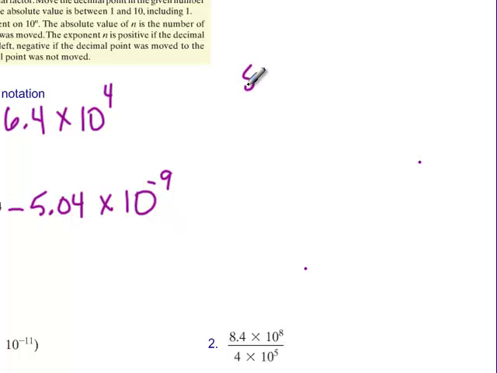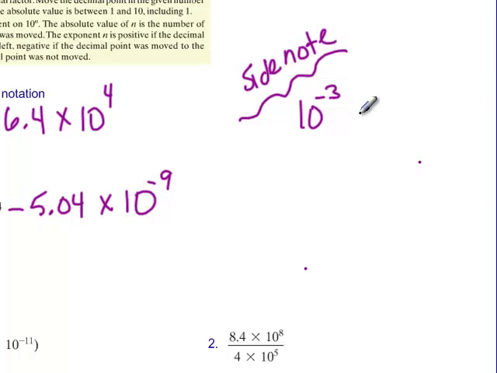So, side note, I'm going to do actually a smaller number. I'm going to do 10 to the negative 3, because we just talked about exponents. If I want to write that as a positive exponent, what is it?